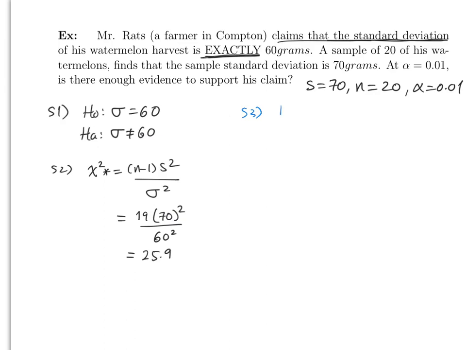Step 3, you need to find the rejection region, which in this case, since this is 2 tails, you need to find chi-square right, and you also need chi-square left. Now remember, chi-square right is going to be chi-square of 0.005. Why? Because alpha has to be divided by 2, because it's 2 tails. And then the degrees of freedom is 19. And the left side is going to be 0.995 with 19. Remember that this value plus this one has to add to 1.